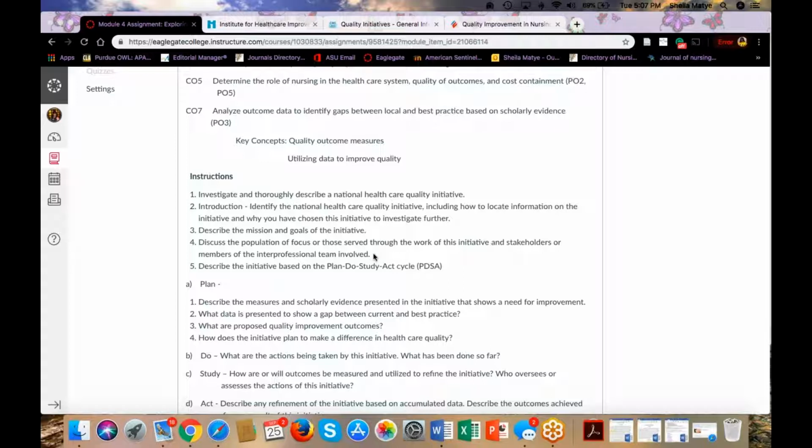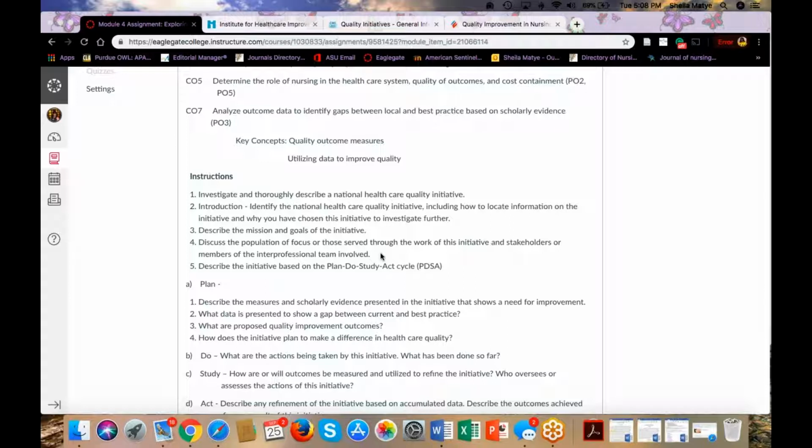Next, population of focus, or those served through the work of this initiative, and the stakeholders or members of the interprofessional team involved. So whoever's involved in this. Of course, if it's a hospital-based initiative, administration, nurses, physicians, depending on the initiative. And then who is it going to focus on? Is it going to focus on the patients? Is it going to focus on nursing? Examples like that.